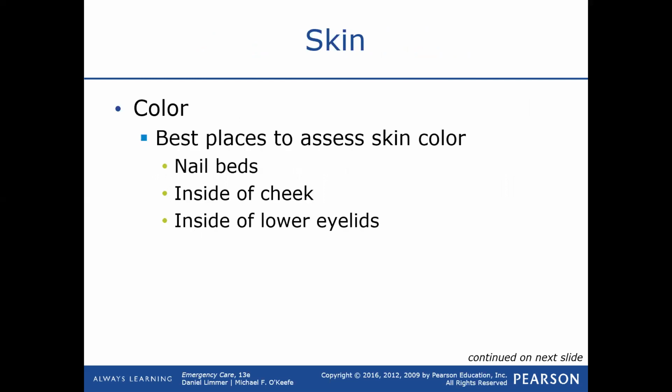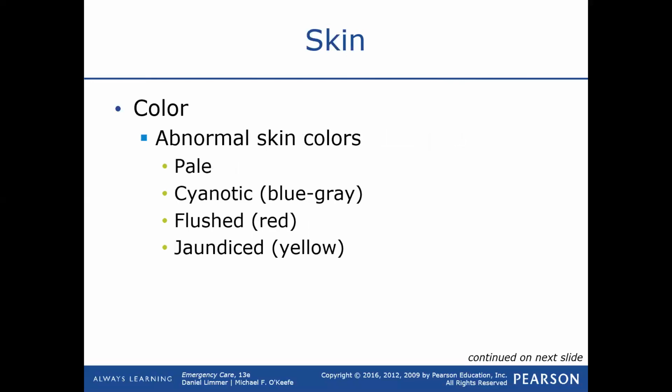Okay, so we're looking at color. The best places to assess skin color are the nail beds, inside the cheek, and inside the lower eyelids. We're talking about people with darker skin, African Americans, and so on. If you can't get a good skin condition, you can look at these different places. We're looking for abnormal skin colors. So what exactly are we looking for when we're talking about the color of the skin?